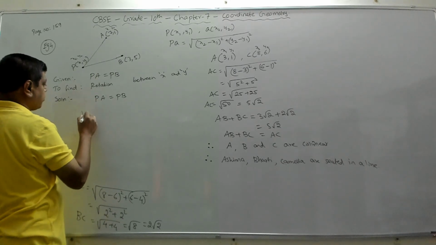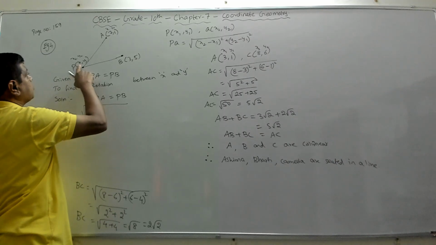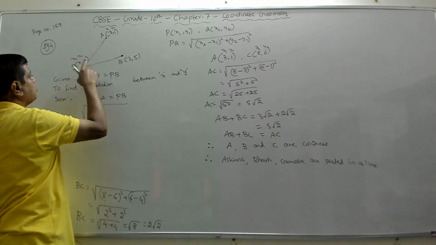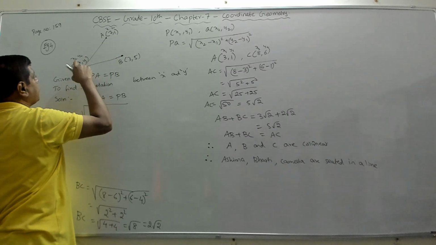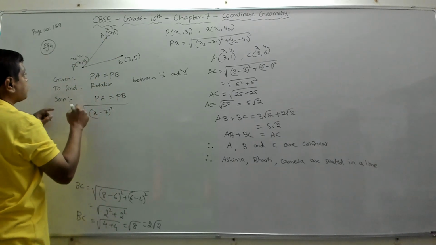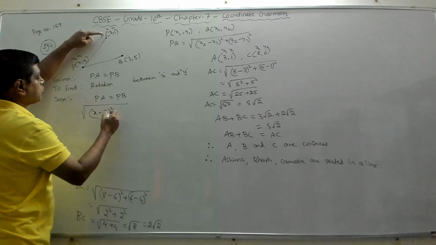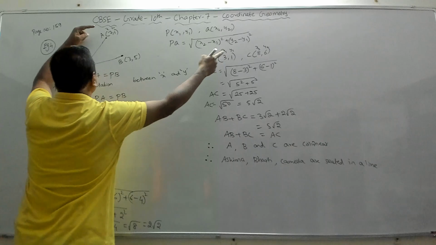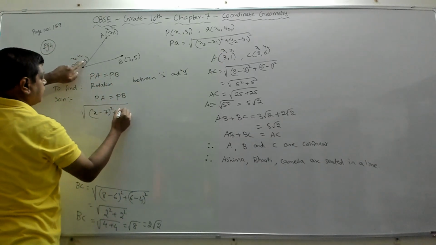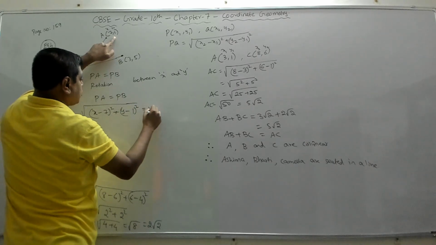So that is the square root of (x2 minus x1), where x2 is x and x1 is 7. So x2 minus x1 is x minus 7, the whole square, plus the distance for y2 minus y1. y2 is y, minus y1 which is 1, the whole square, and that is equal to the square root of PB.